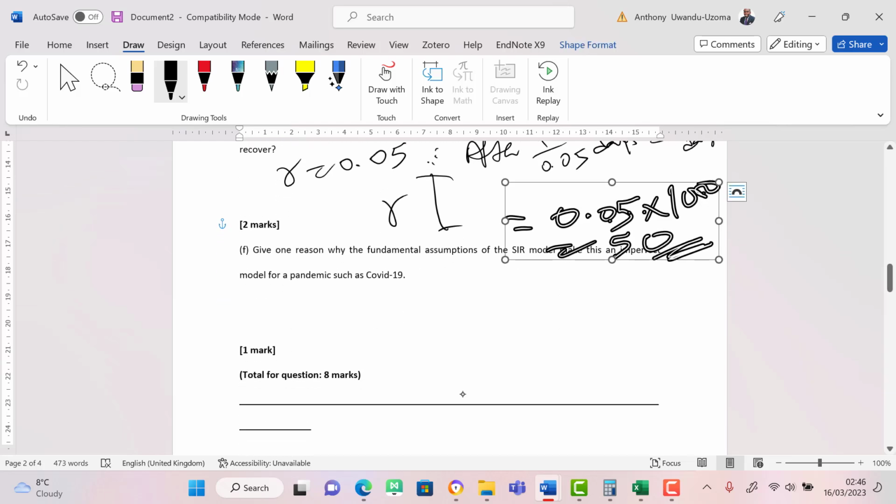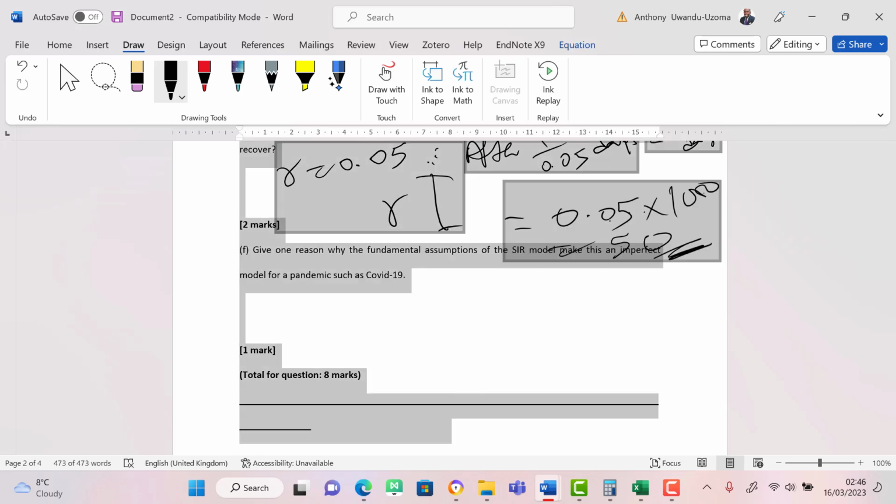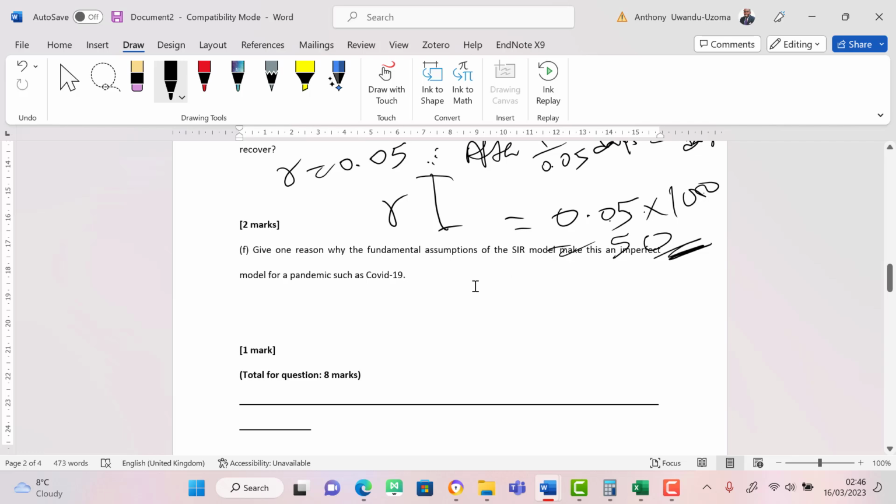Now, give one reason why the fundamental assumptions of the SIR model are imperfect. I've already given you the answer. For COVID-19, one is that it doesn't have a constant recovery rate. Two, the SIR model is assuming a closed population, which means that the birth rate and death rate are constant, and we know that that is not true. Number three, in flattening the curve, the level of compliance of people's behavior can also affect that. So you cannot assume that the rate of recovery will be constant, because people can be affected by people's behavior and adherence to the restrictions.